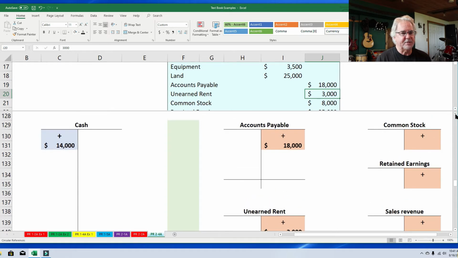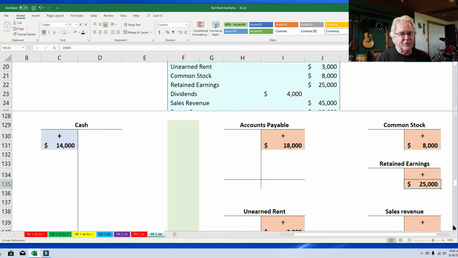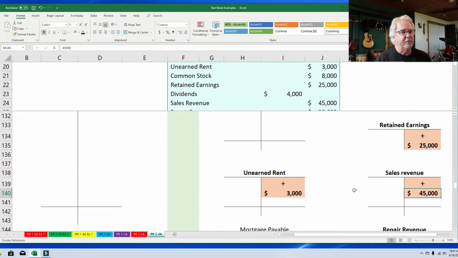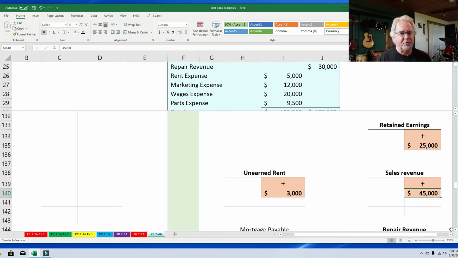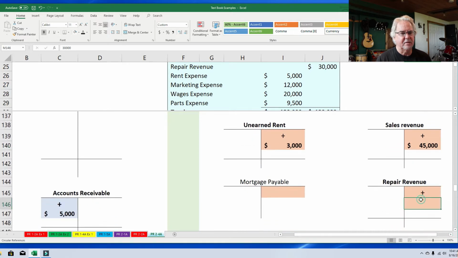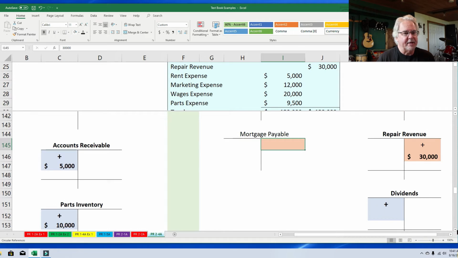Coming down to common stock. Common stock is $8,000. And then coming down to retained earnings, sales revenue, $45,000. $45,000 coming down the list. We've got repair revenue of $30,000. Oh, by the way, I've got an account here, mortgage payable, and we don't have mortgage payable on the trial balance, and that's because Fred's going to take out a mortgage, and I have it all set up ready to go because I was developing this problem, and I got it all ready to go for you.